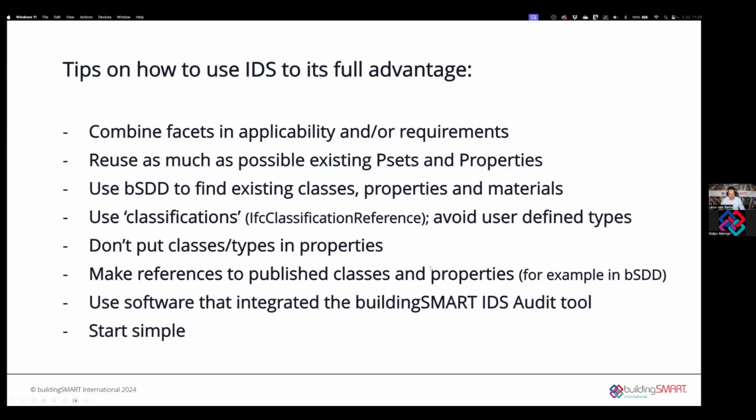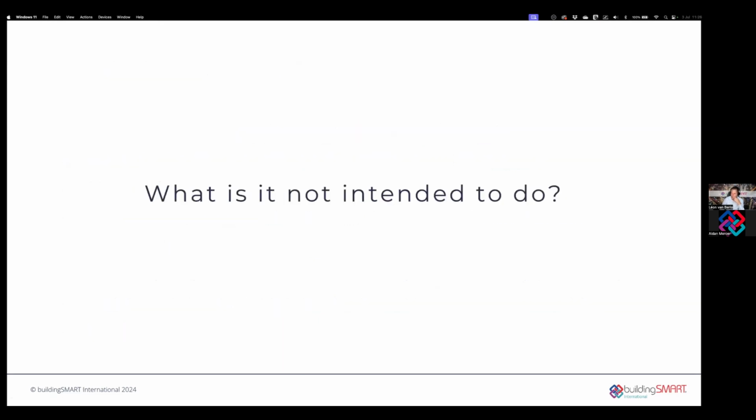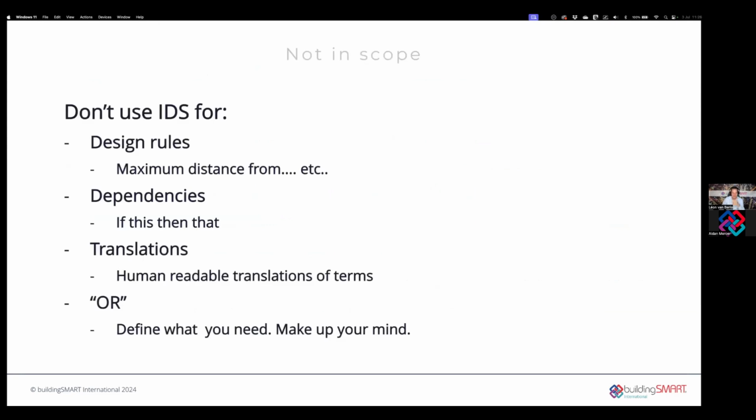So these are some tips and tricks. I think we're giving an image here of what IDS can do. So let's also zoom in on what it cannot do, what it is not intended to do. IDS is not intended to define design rules. So maximum distance from one space to another, or minimum distance from a sprinkler to a door, whatever design requirements you have, IDS is not meant to define your design requirements. IDS is meant to define the information requirements you need to have to check your design rules.